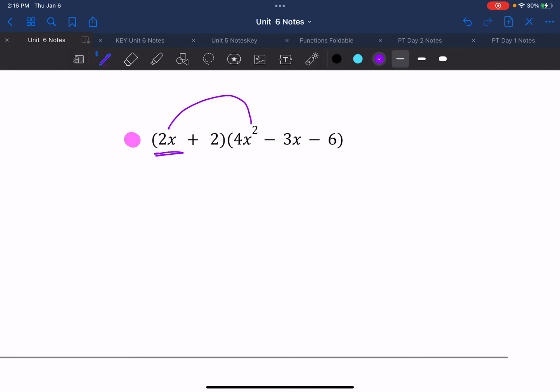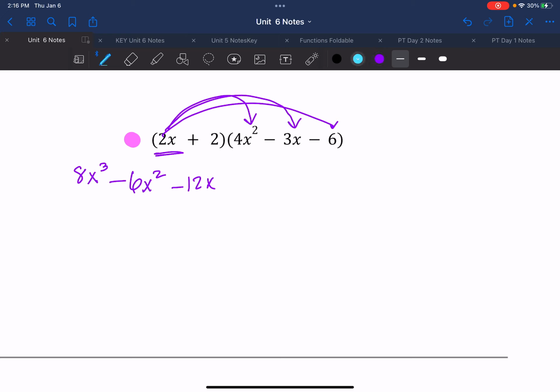So we have 2x times 4x squared. So 2 times 4 is going to be 8, and then x times x squared is going to be x to the third power. All right, 2 times a negative 3x. 2 times a negative 3 is a negative 6. X times x is x squared. All right, 2x times negative 6 is going to be a negative 12x. Bam. We're done with that first one.